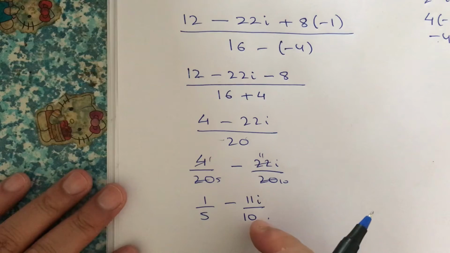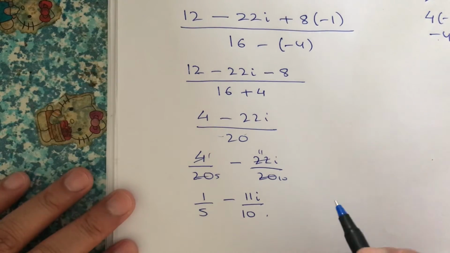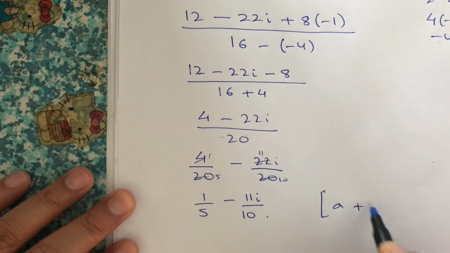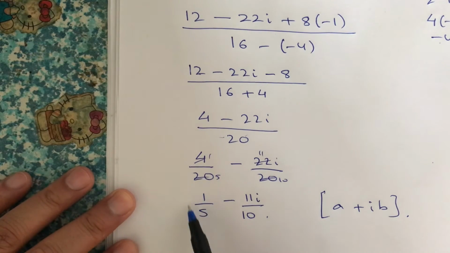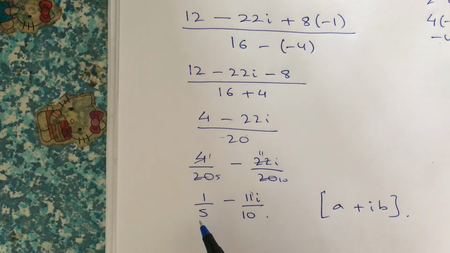So why we are doing this is because we are trying to write the answer in the form of a plus ib. So this is indirectly your a, and this is indirectly your b. Okay, so over here, if you want to compare, a is 1 by 5, and your b is minus 11 by 10. Is that okay? So that is how we go ahead and divide complex numbers.